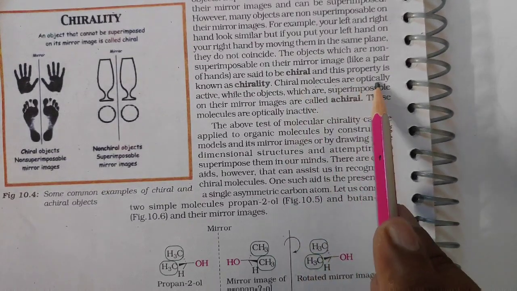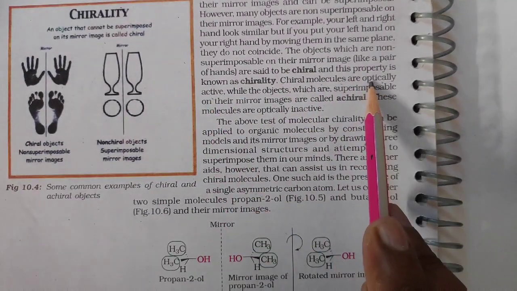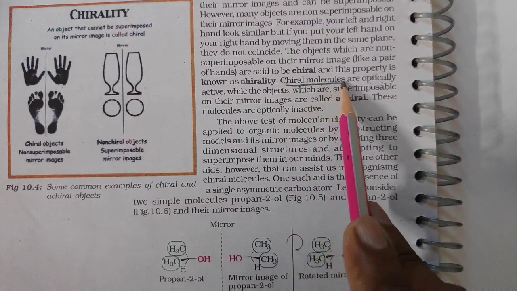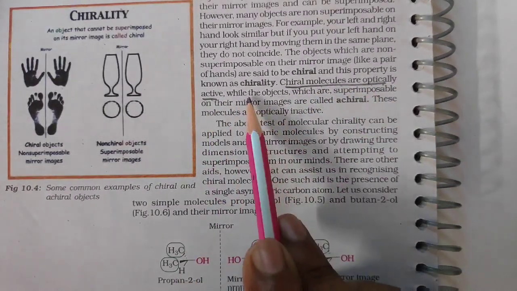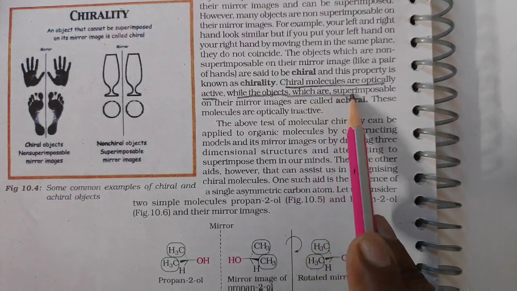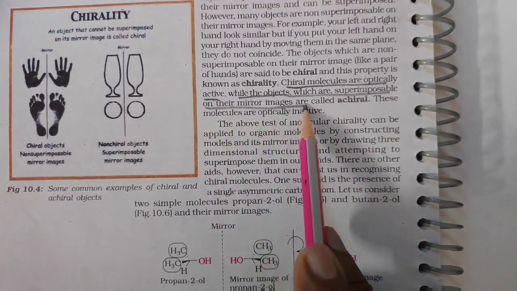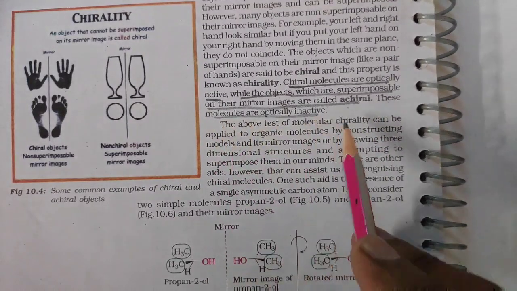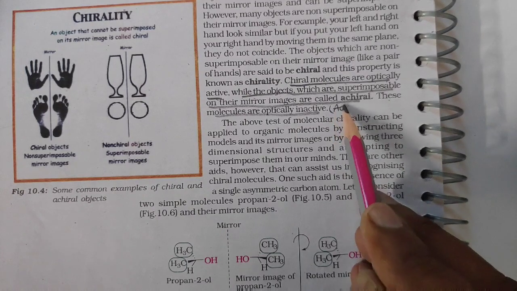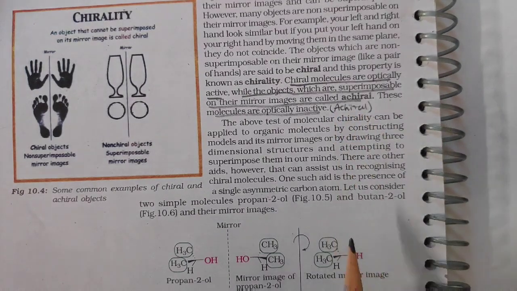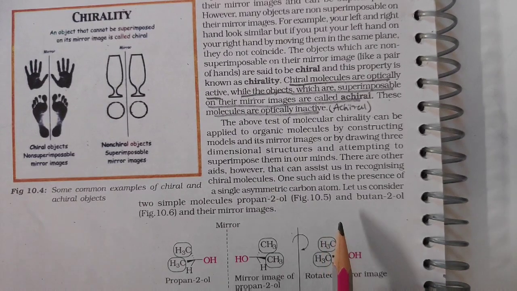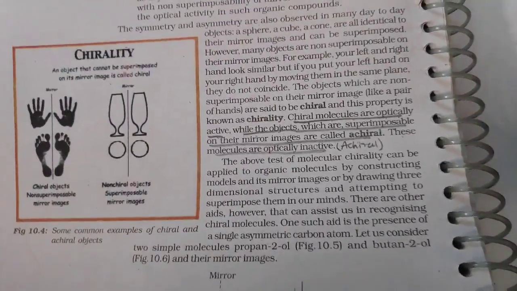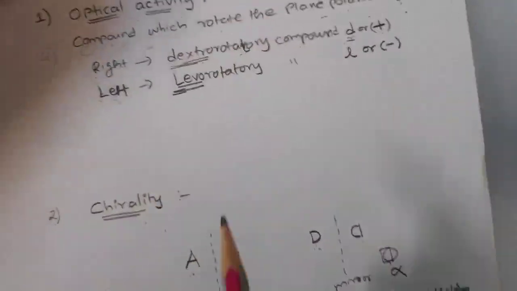Chiral molecules are optically active. Optically active means it will rotate the plane polarized light in two directions. Chiral compounds are optically active, while the objects which are superimposable on their mirror images are called achiral, and these achiral compounds are optically inactive. So which are optically inactive? The achiral compounds, right? Now I already discussed the two conditions for a compound to be chiral. What is the first condition? Let me know.